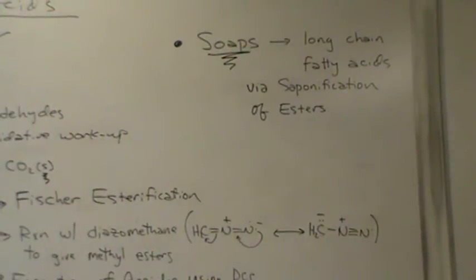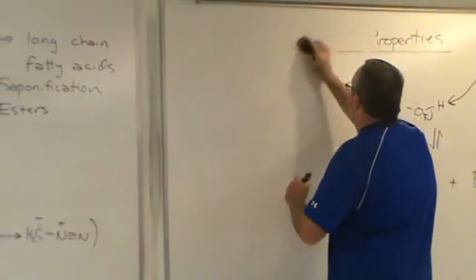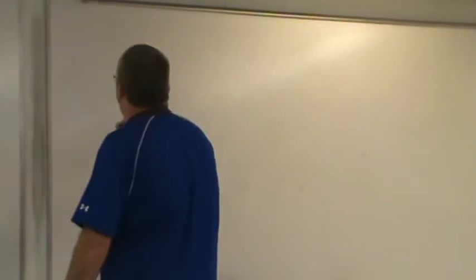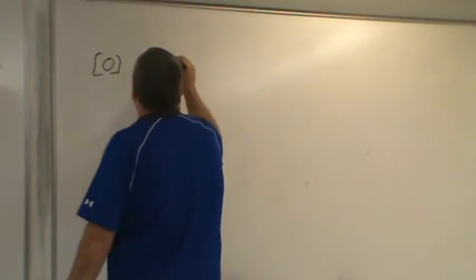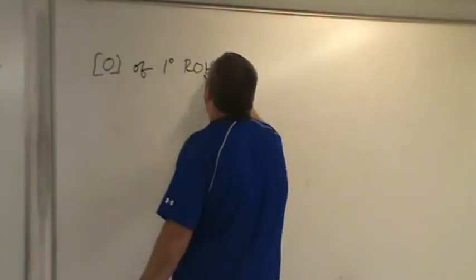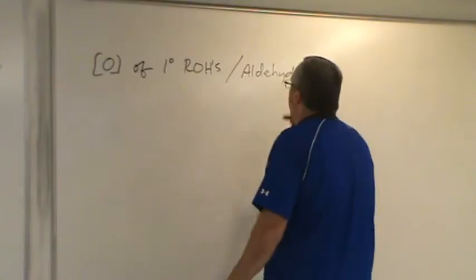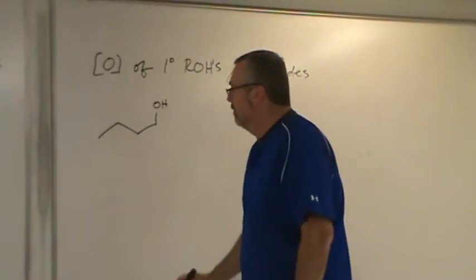Okay, so on to syntheses. Syntheses of carboxylic acids. And as I said, we're going to begin with the oxidation of either alcohols, primary alcohols that is, or aldehydes. So oxidation means, can be shortcut, O in brackets, oxidation of primary alcohols and or aldehydes. Let's look at an example. Here I have 1-butanol.